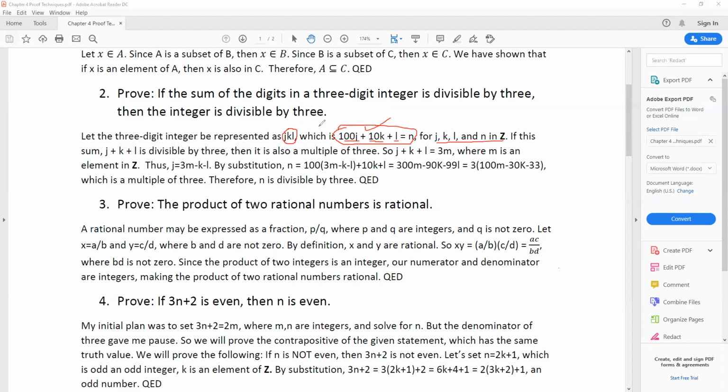So let's go back to what the problem says. It says, if the sum of the digits in a 3-digit integer is divisible by 3. Let's work with that for a second. The sum of the digits would look like this: J plus K plus L. And if J plus K plus L is divisible by 3, that means that J plus K plus L must be some multiple of 3, 3M, where M is an integer.